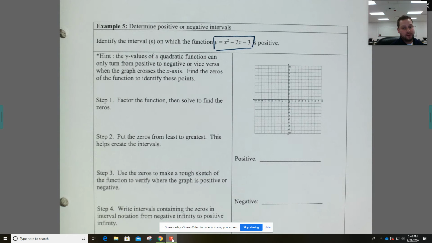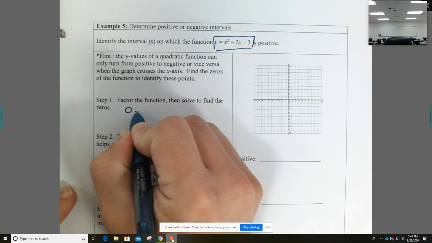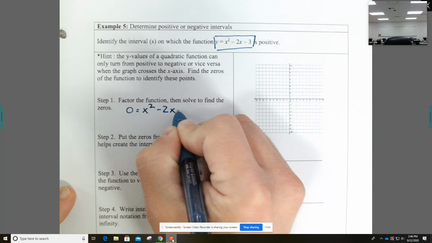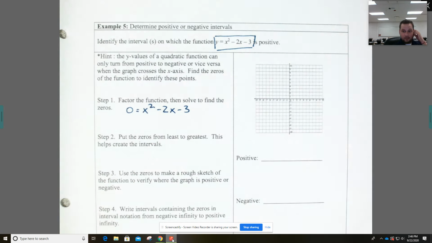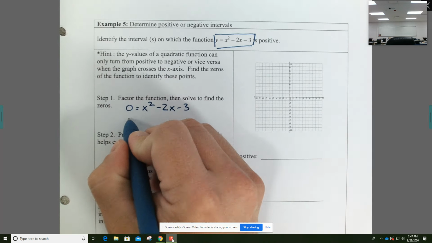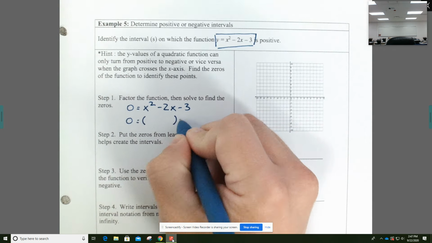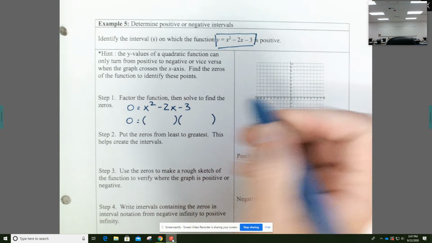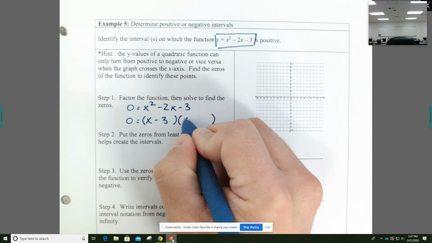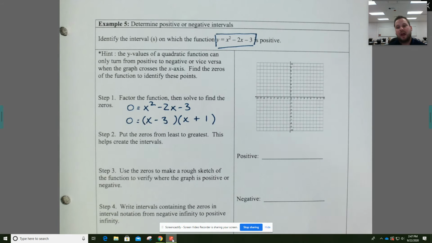Okay, I want to go ahead and set that function equal to 0, and then factor it. So 0 equals x squared minus 2x minus 3. Okay, we have that set up right there. We go ahead and factor that down. There's 3 terms, so we're going to reverse FOIL. What multiplies to give me negative 3 but adds to give me a negative 2? It's going to be x minus 3, x plus 1. Okay, so we have that factored.